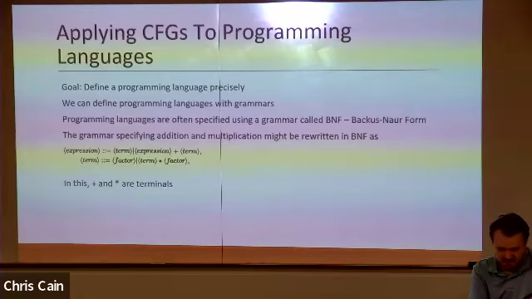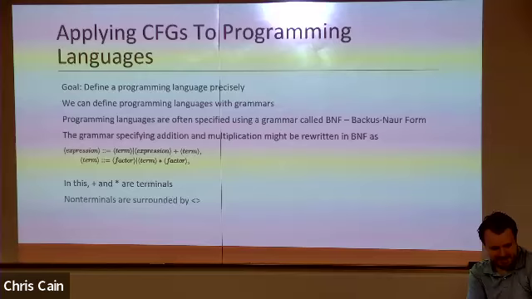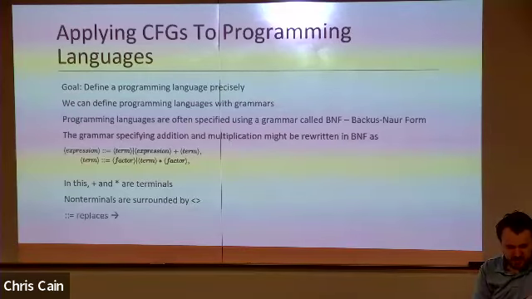So describing what these mean, plus and times are our terminals. Non-terminals are surrounded by brackets, and this colon equals means to be defined as, which is going to replace what we've been using as the arrow. So an expression is defined to be term or expression plus term. Term is defined to be factor or term times factor.